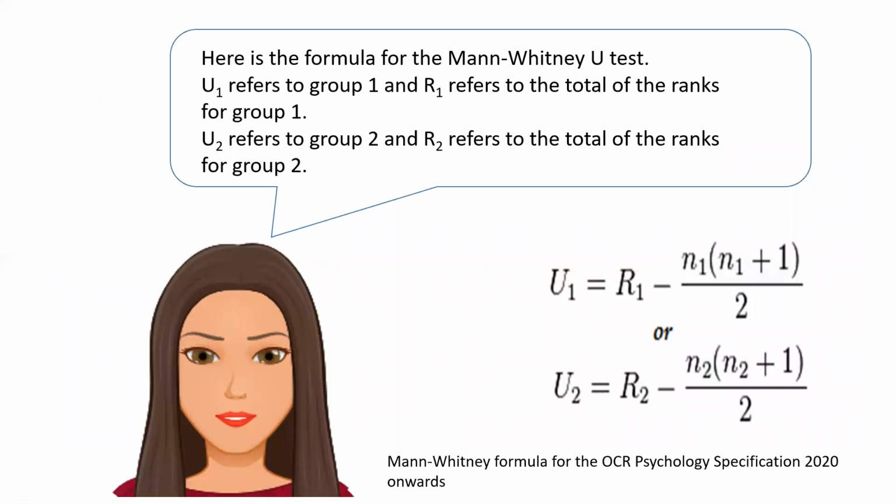Here is the formula for the Mann-Whitney U test. U1 refers to group 1, and R1 refers to the total of the ranks for group 1. U2 refers to group 2, and R2 in the formula refers to the total of the ranks for group 2.